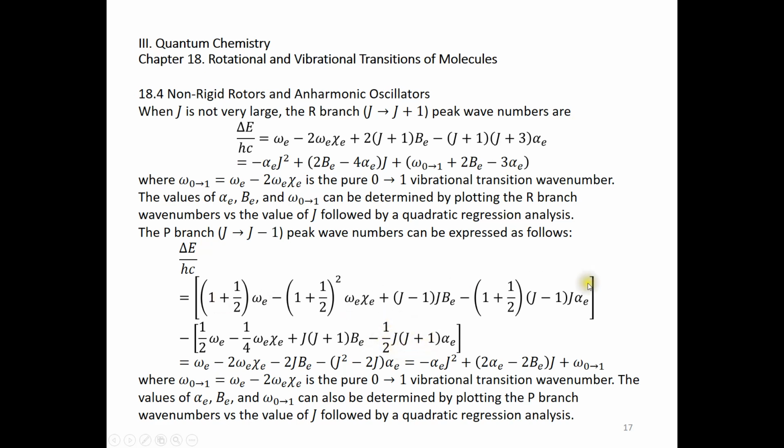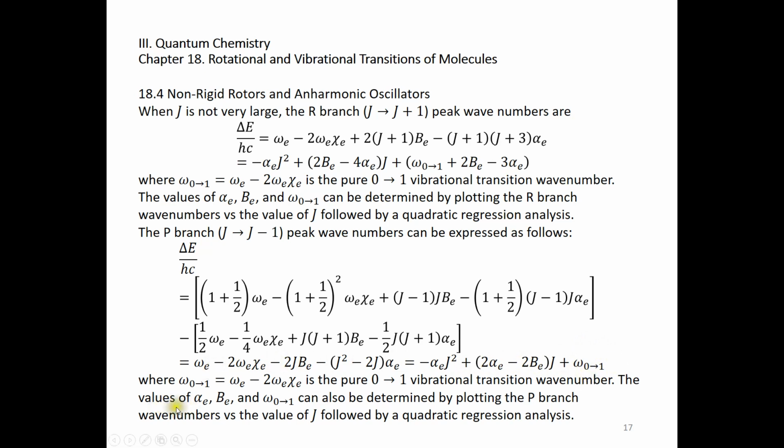Again, it's the final state minus the initial state. We can clean up a little. We get omega e minus 2 omega e chi e, minus 2J times Be, and then minus J squared minus 2J times alpha e. So we again get a quadratic function of J. It's negative alpha e J squared plus 2 alpha e minus 2Be times J, plus this omega sub 0 to 1. This is the pure vibrational transition wave number.